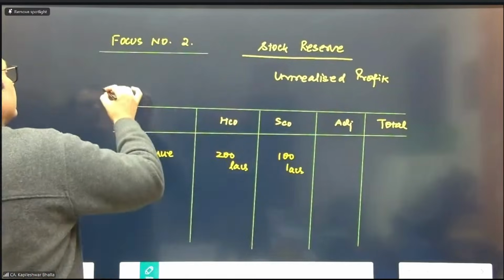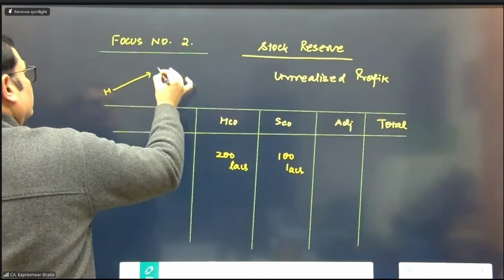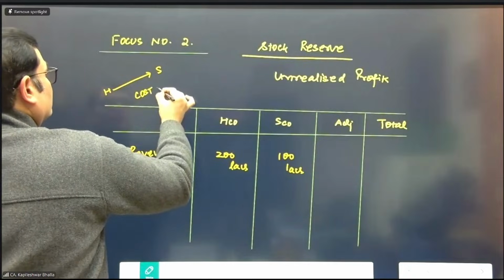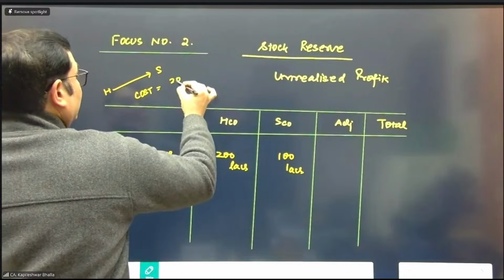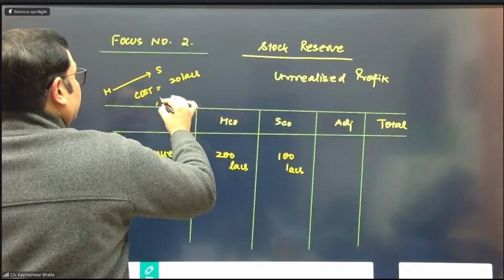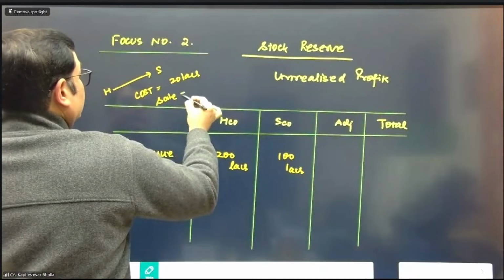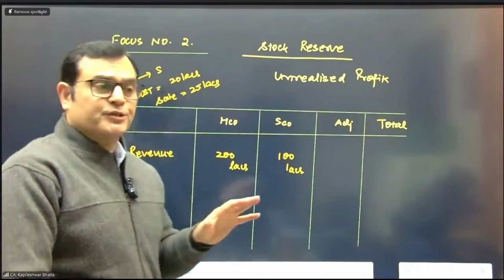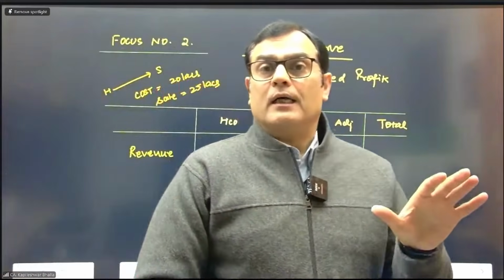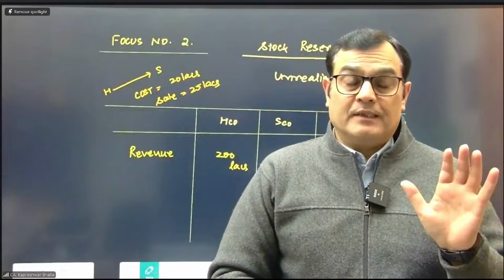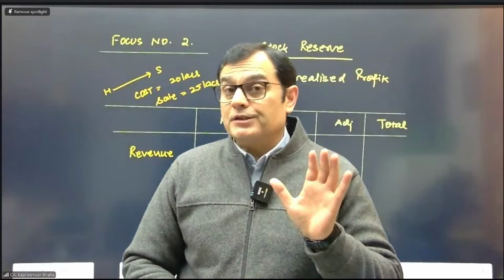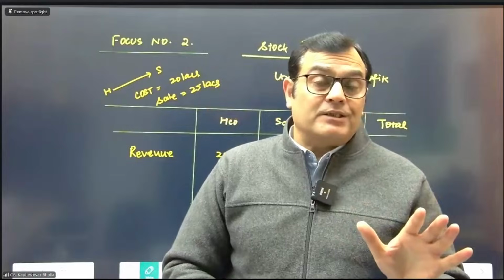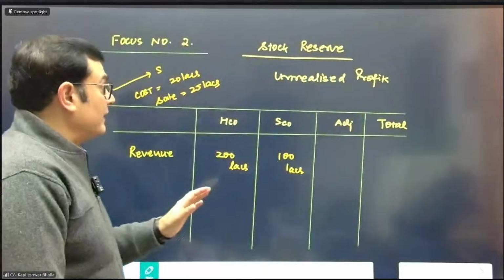And let's say the holding company made a sale to the subsidiary company of goods which are worth 20 lakhs, and it is sold at a sale value of, let's say, 25 lakhs. And let's consider that all these goods are unsold at the end of the year. So we can very clearly see that there is a profit of 5 lakhs on the deal. The parent company made a sale of goods costing 20 at 25 lakhs.